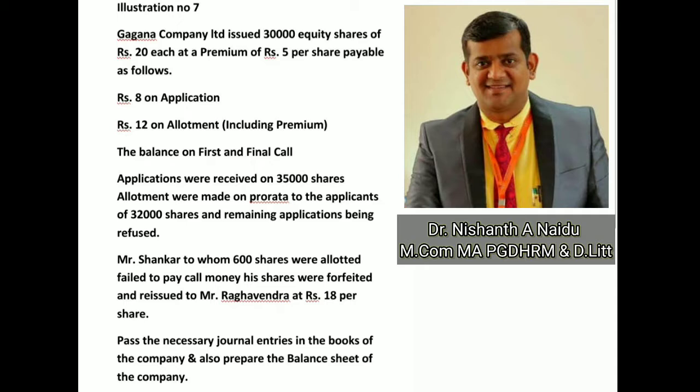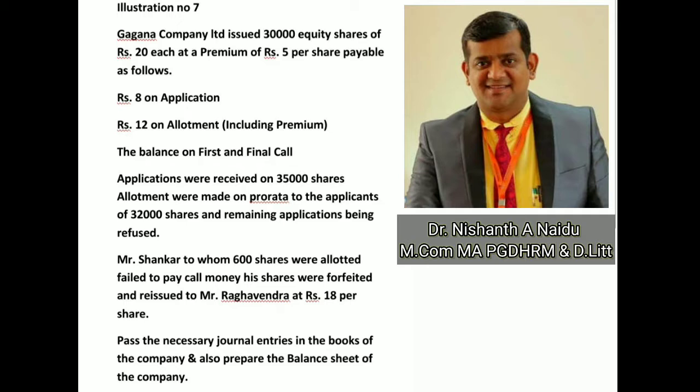Mr. Shankar, to whom 600 shares were allotted, failed to pay the call money, so his shares were forfeited. That means he could not pay the first and final call money, so his shares were forfeited and reissued to Mr. Raghavendra at rupees 18 per share. The actual face value was 20, but we are reissuing at rupees 18 per share. Pass the necessary journal entries in the books of the company and also prepare the balance sheet of the company.